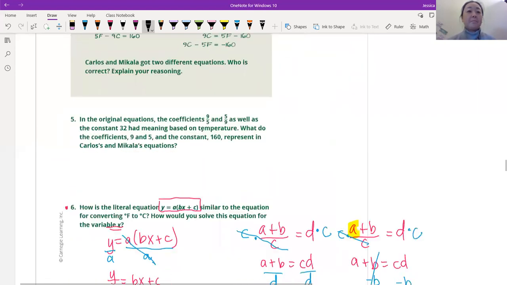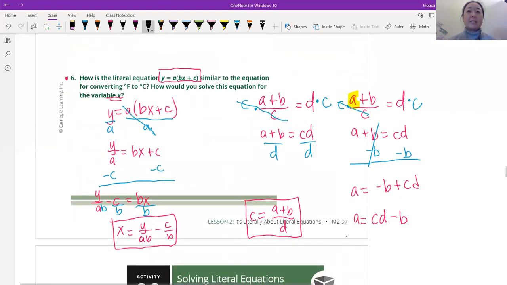We're going to go right here to number 6. This is on page 97. And if you take a look here, we have y is equal to a times (bx plus c). And we're going to solve for the variable x, all right? So we're solving for this guy right here. Let me just highlight that for you in yellow. Boom, just like that. And first thing, instead of distributing this, I'm going to just divide both sides by a, okay?